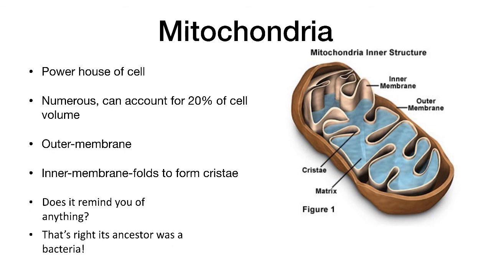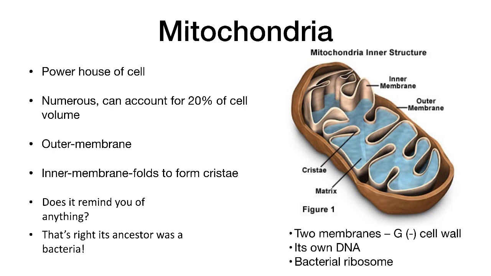That's right, they resemble gram-negative bacteria. Is it possible that mitochondria have an ancestor that was a bacterium? It turns out it's true. As further proof, mitochondria have their own piece of circular DNA. They also contain ribosomes that resemble bacterial ribosomes. If you determine the sequence of the RNAs that make up the mitochondrial ribosome and you compare those to all living things, you find the mitochondria are closely related to bacteria.